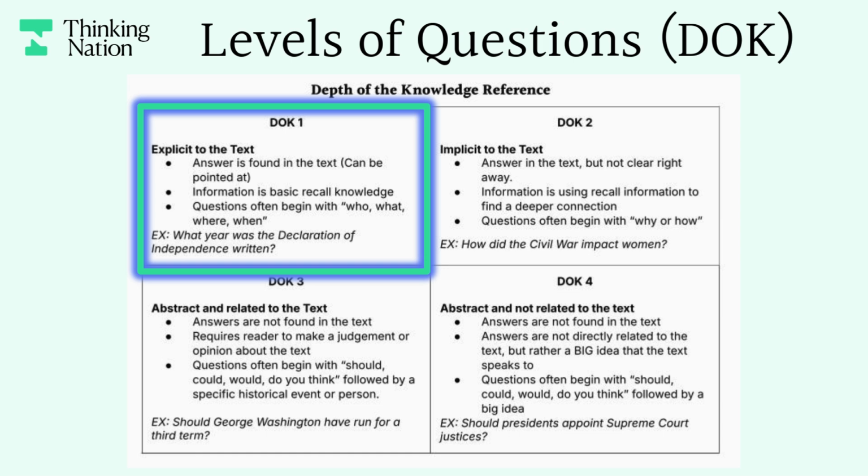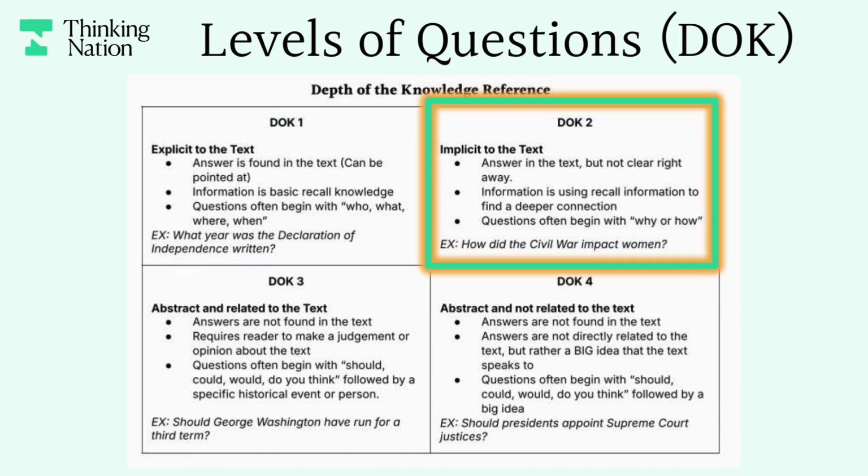DOK level 1. The answers are explicit to the text. That means that the answer is found. It can be pointed at. Information is basic recall at this level, and questions often begin with who, what, where, and when. Here's an example. What year was the Declaration of Independence written?